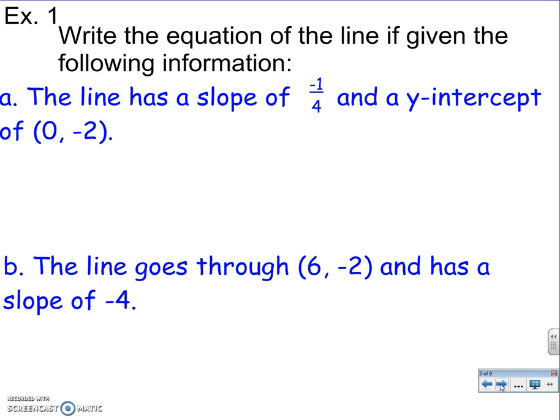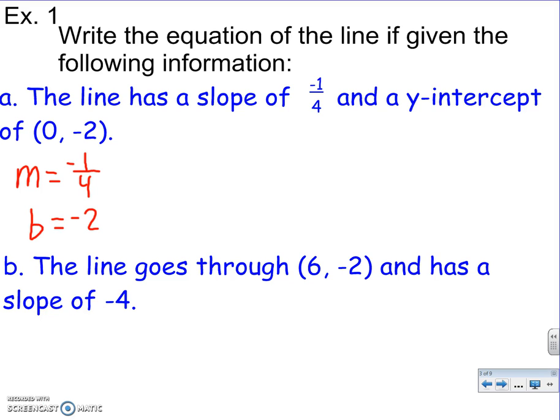So for example 1, write the equation of the line if you have the information. So A says we know a line has a slope of negative 1/4. So I know slope, or m, is negative 1/4. And it has a y-intercept of (0, negative 2). Remember the y-intercept is just b. b is negative 2.